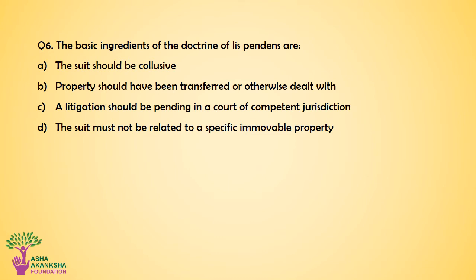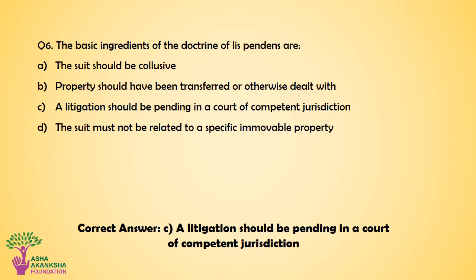Question number 6. The basic ingredients of the doctrine of lis pendens are option A, the suit should be collusive. Option B, property should have been transferred or otherwise dealt with. Option C, a litigation should be pending in a court of competent jurisdiction. Or option D, the suit must not be related to a specific immovable property. The correct answer for this question is option C, a litigation should be pending in a court of competent jurisdiction.